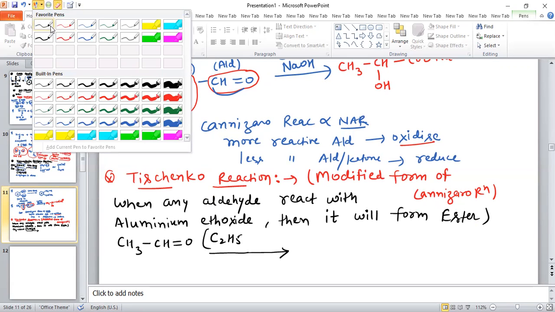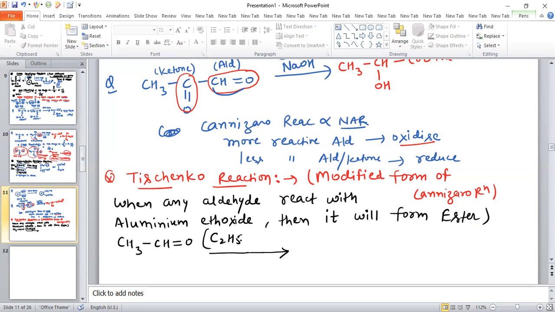So this is (C2H5O) thrice Al, and also some heat is provided. This product will convert into an ester like this: CH3, C double bond O, and O, C2H5, which is an ester.